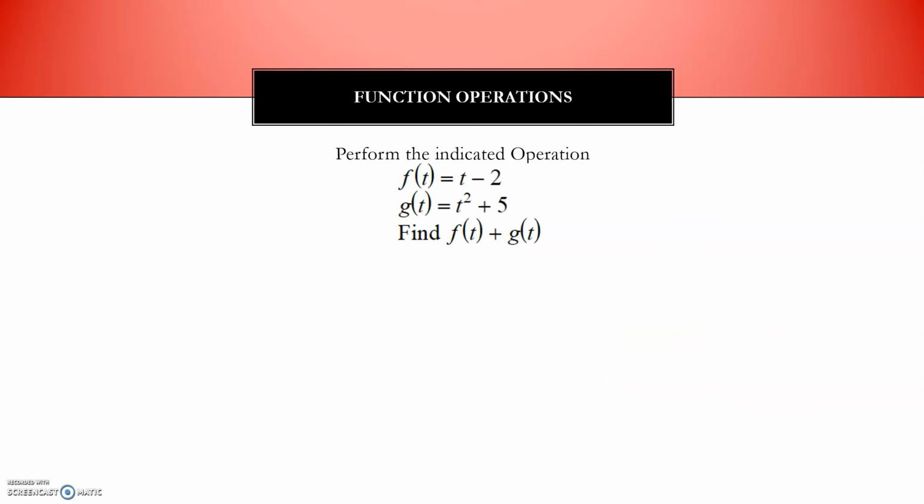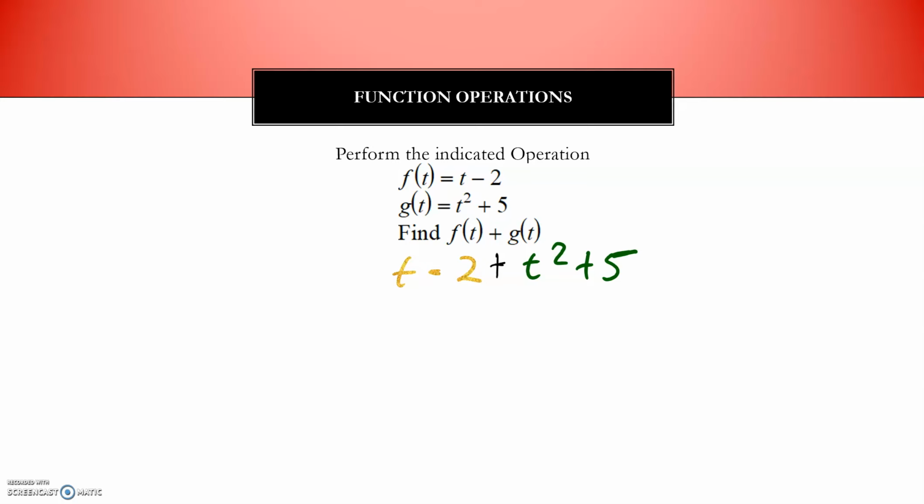This one, g and f of t, though, so they've changed the independent variable, but we still have our functions g and f. They would like us to add them. Okay, add f. Well, f is t minus 2 plus g. G is t squared plus 5.